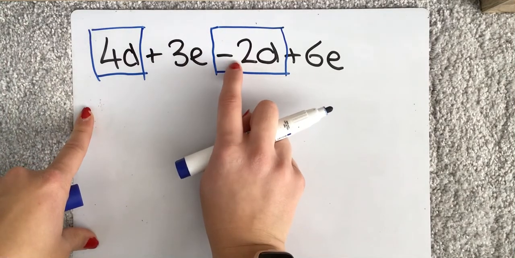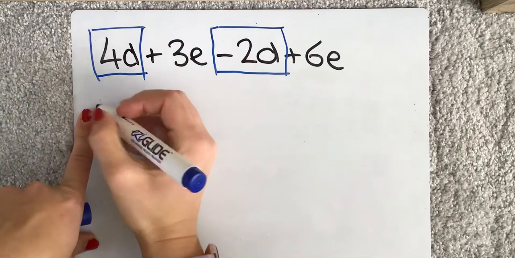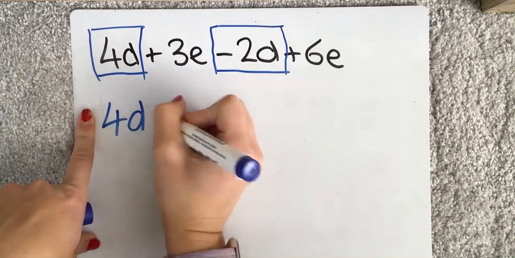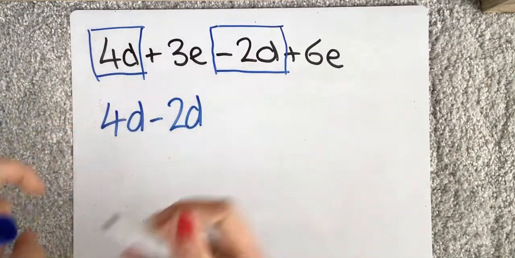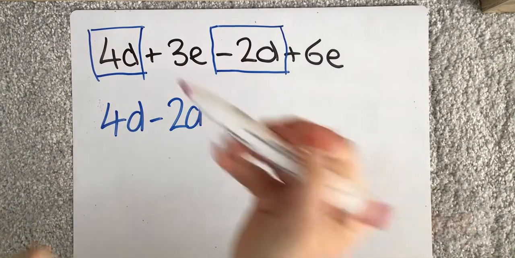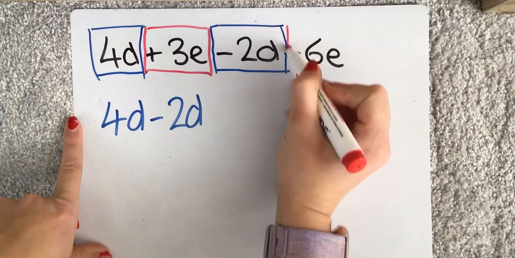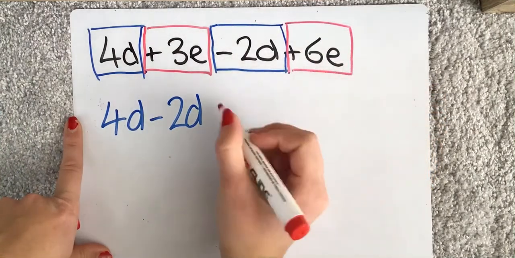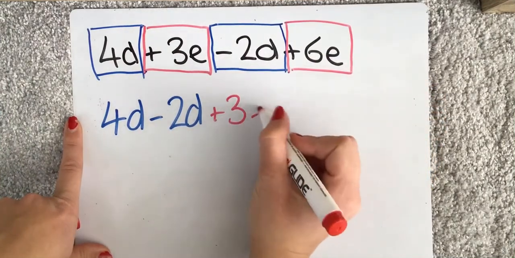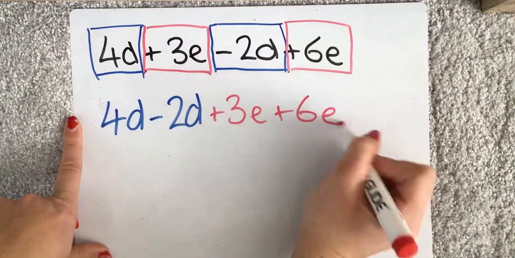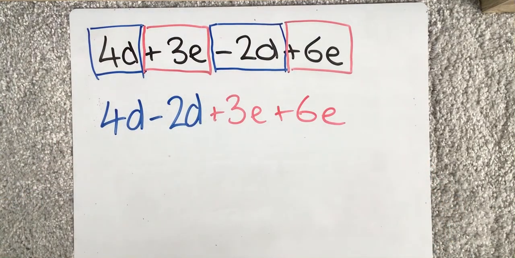Okay, the sign that is beside it, you need to include it. Because what I've actually got here is 4D take away 2D. Then I've also got, on my other bit, so I'll do this one in red, box around here, plus 3E plus 6E. So then it's just about actually working that out and simplifying it.